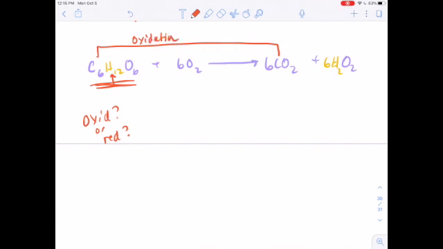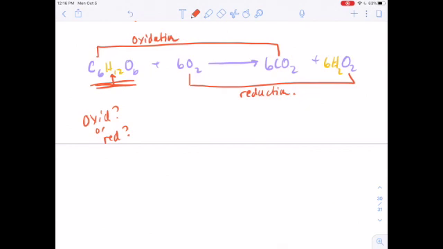And check out oxygen right here. Is oxygen losing hydrogens or is it gaining hydrogens? It's gaining hydrogens. So is that an oxidation or a reduction? Leo goes grr, lose an electron or hydrogen, it's an oxidation. Grr, gain an electron or hydrogen, it's a reduction. There we go.